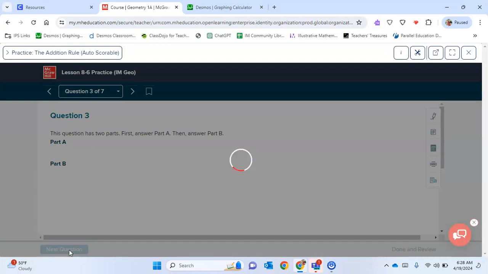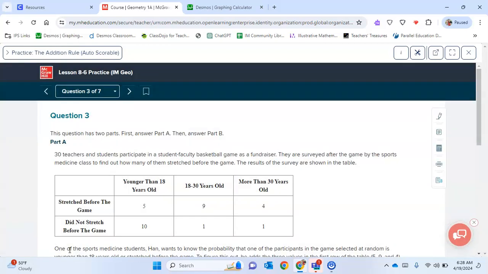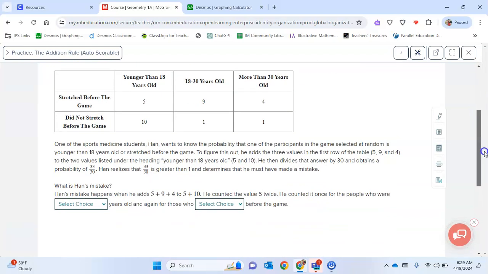Question 3. The question has two parts. First answer part A, then answer part B. 30 teachers and students participate in a student faculty basketball game as a fundraiser. They are surveyed after the game by the sports medicine class to find out how many of them stretched before the game. The results of the survey are shown in the table. One of the sports medicine students, Han, wants to know the probability that one of the participants in the game selected at random is younger than 18 years old or stretched before the game.